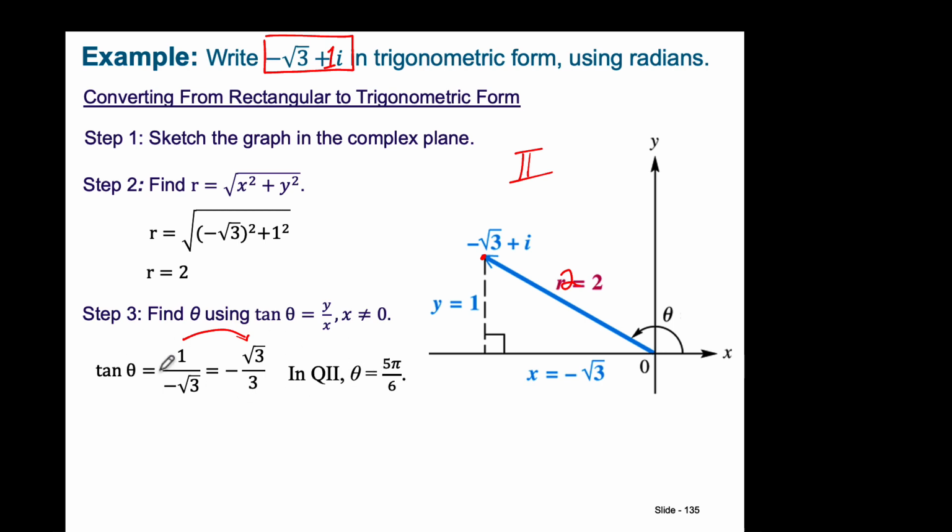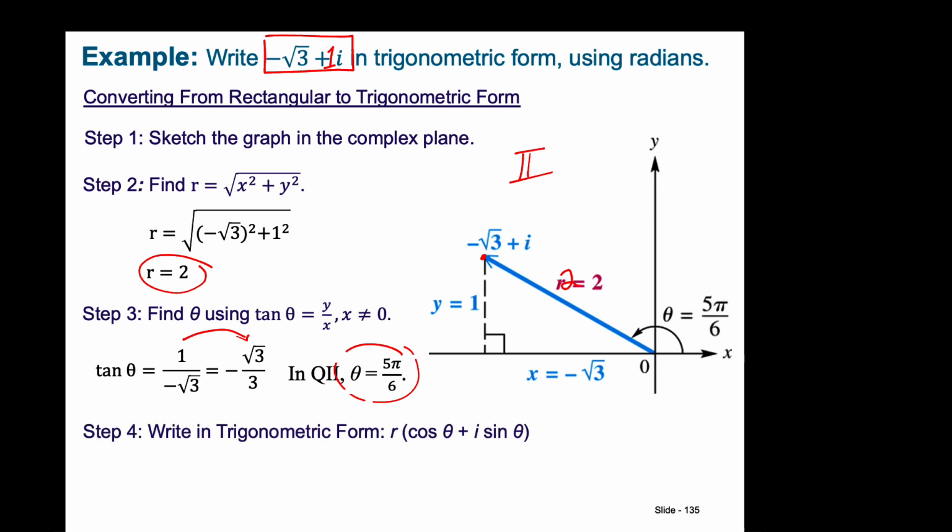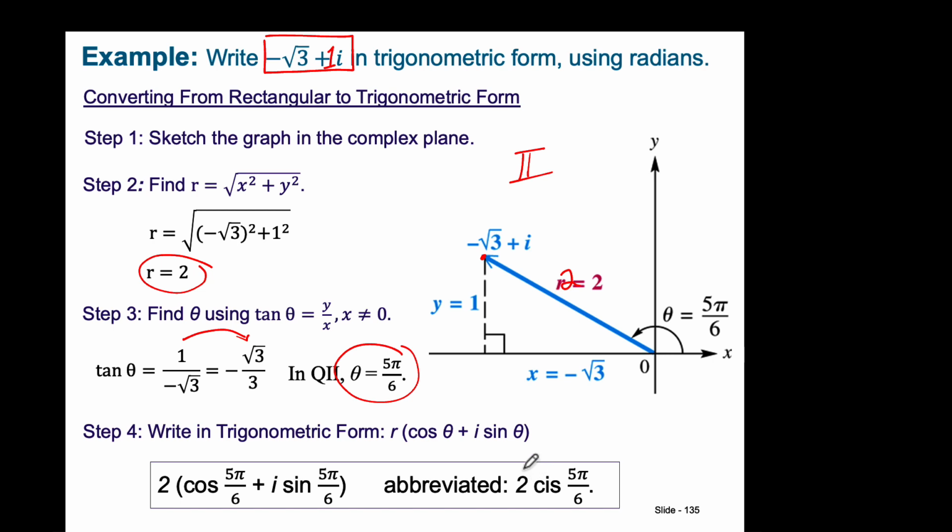And you can find that using the tables. So pull your tables out, find the tangent column and the row negative radical 3 over 3. You're going to find 2 of them, but then you'll narrow it down to 5 pi over 6 because we're in quadrant 2. Okay, we have found r. We have found theta. That's all we need. We write r, which is 2, cis, and then theta, which is 5 pi over 6. And that's step 4, writing it in trigonometric form.